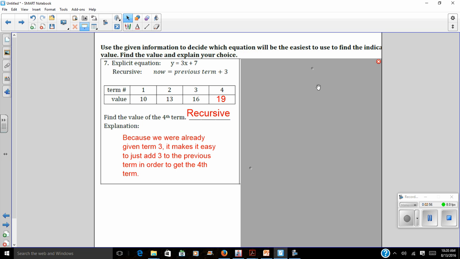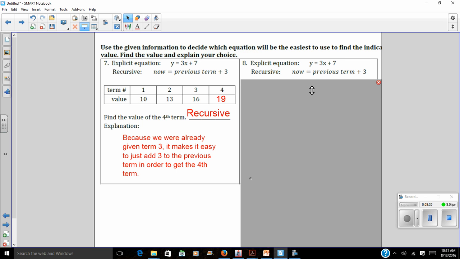Now, on the flip side, for problem number 8, we are given actually the exact same explicit and recursive equations. Remember, both of these equations match this table. They're just expressing the pattern or the relationship in a different way. Explicit equations are very, very precise in how they tell us what they do with some input value in order to give us an output value. And recursive equations simply tell us you have to know that previous term in order to be able to get the now term, or the term that you are seeking.